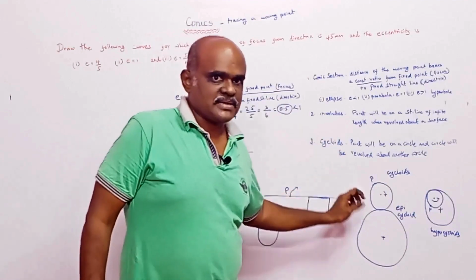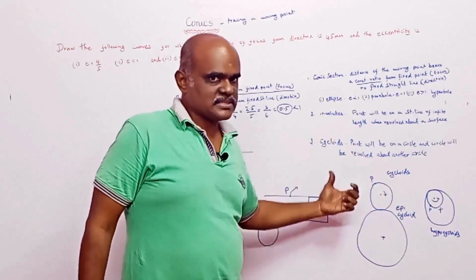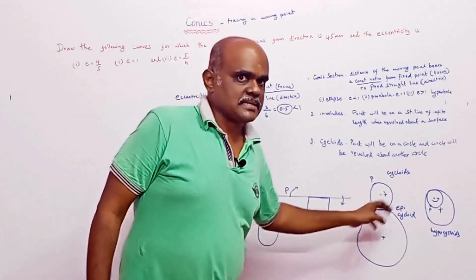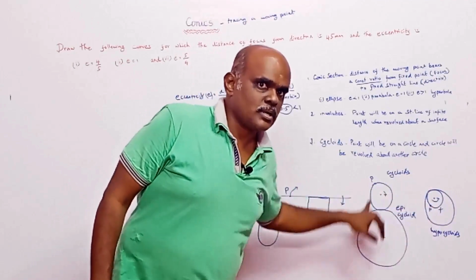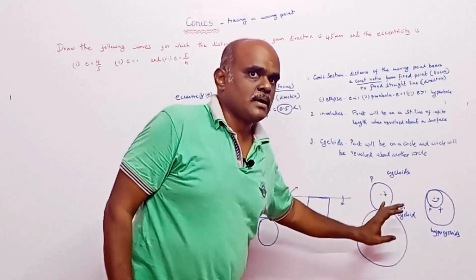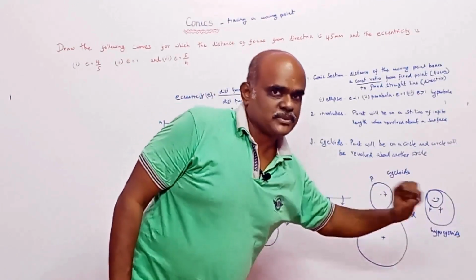In case of cycloids, we have epicycloids. When the circle is rolled on the outer side of a circle, it will form an epicycloid. When the circle is revolved on the inner side of another circle, you will get hypocycloids.